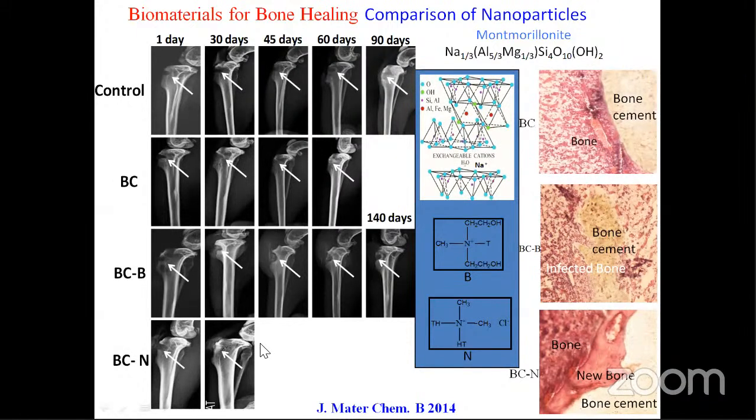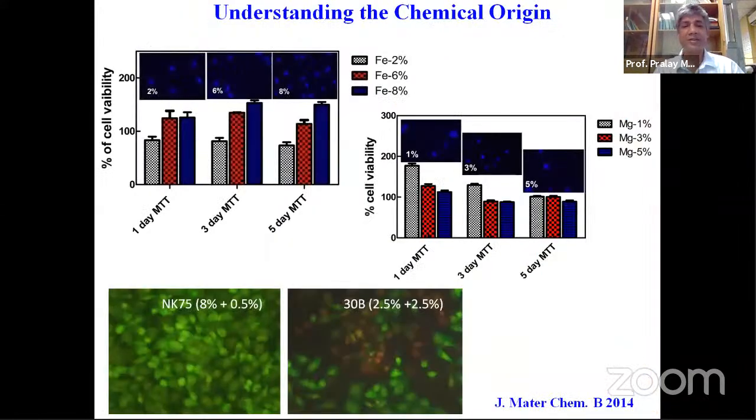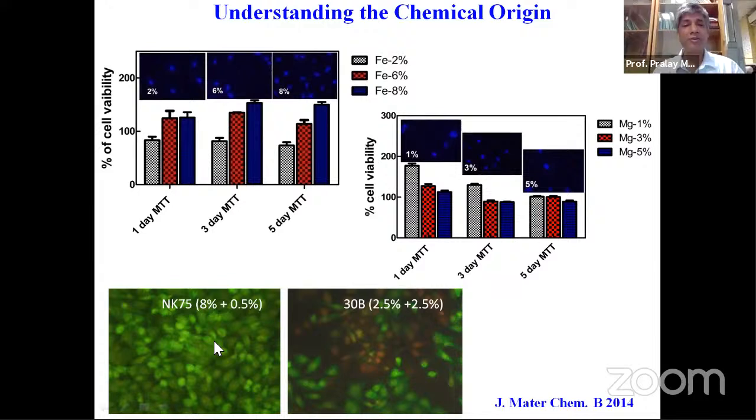We see that, compared to the control, with the present systems it is almost one-third, almost half the time it can be healed. Then we try to understand what the reasons are. A lot of iron is there in these nanoparticles, which is actually helping for better healing.